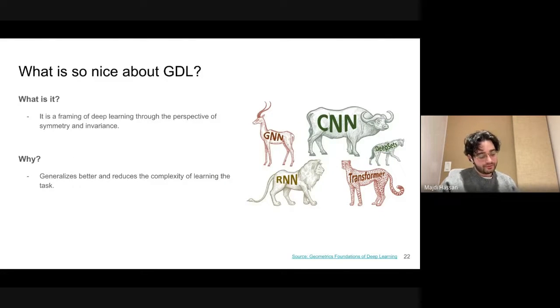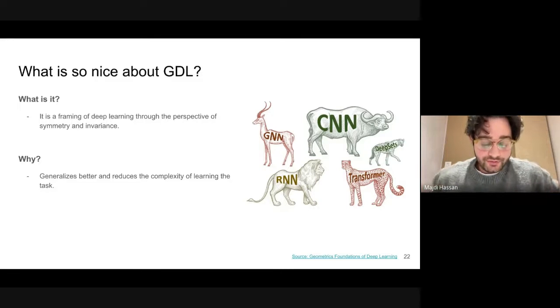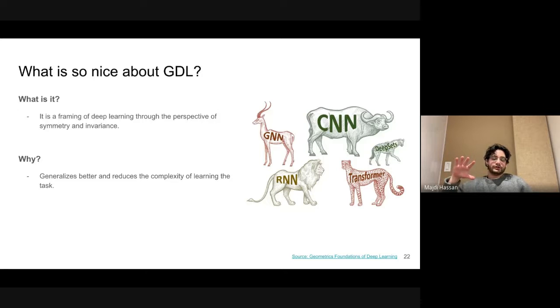But I've talked about graph neural networks, and I want to now widen the view. That was a narrow scope, and I'm going to widen it a little bit to talk about geometric deep learning and why it is so nice. You can see here on the right in the picture that GNNs are part of this group. You also have other things that you might be more familiar with, like CNNs, transformers, deep sets and RNNs, this kind of zoo of neural networks that frame deep learning through the perspective of symmetry and invariance.